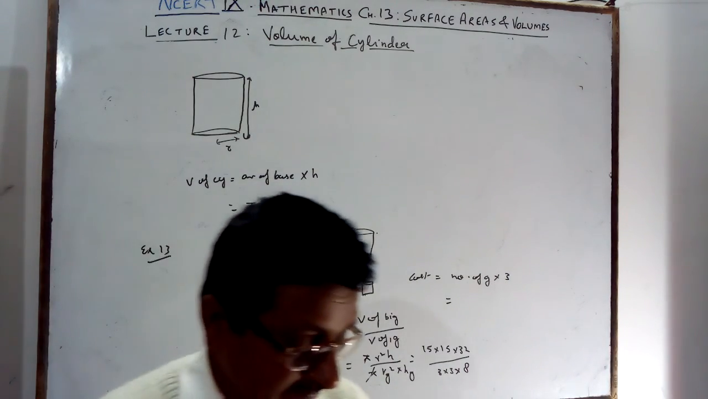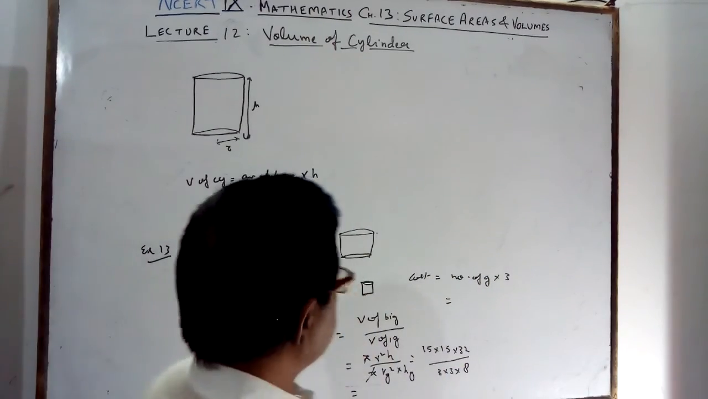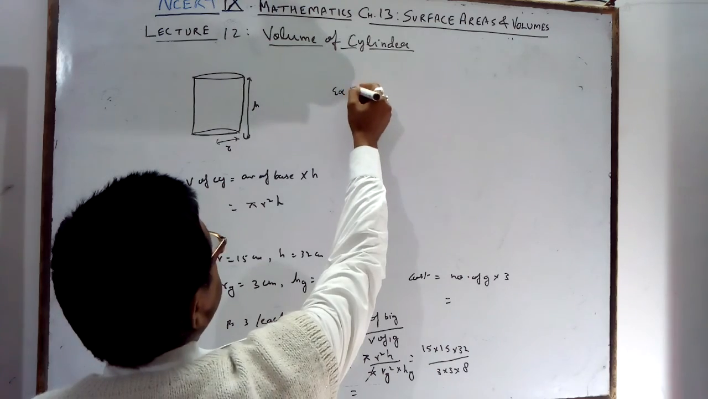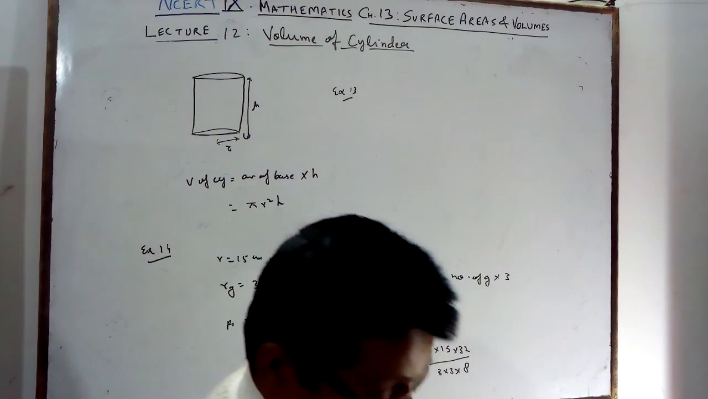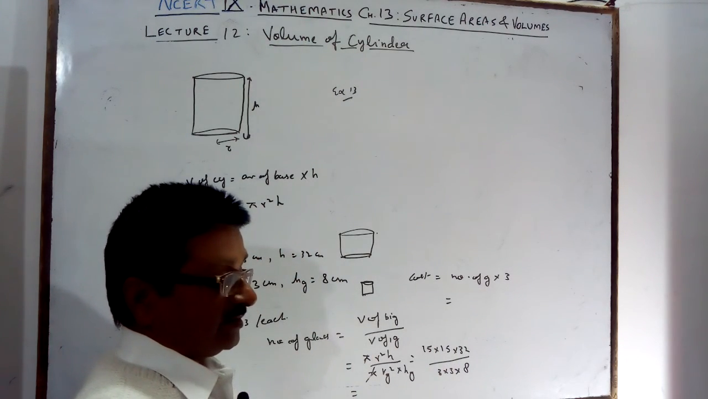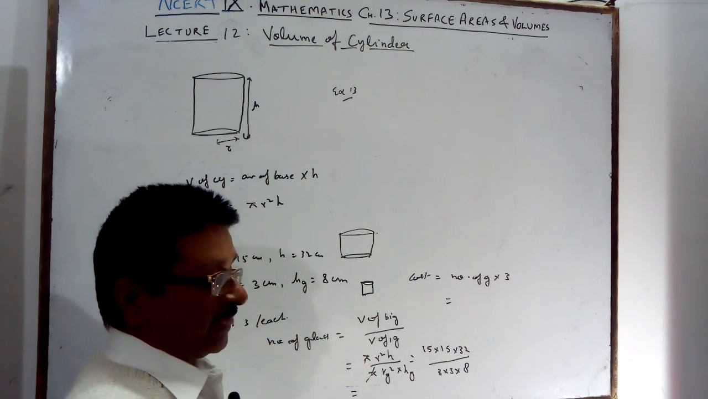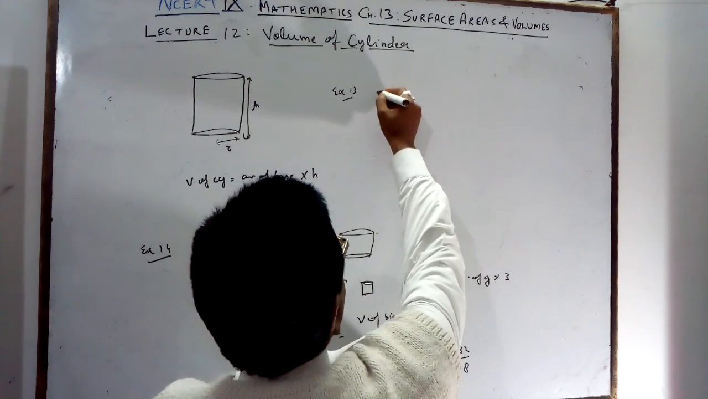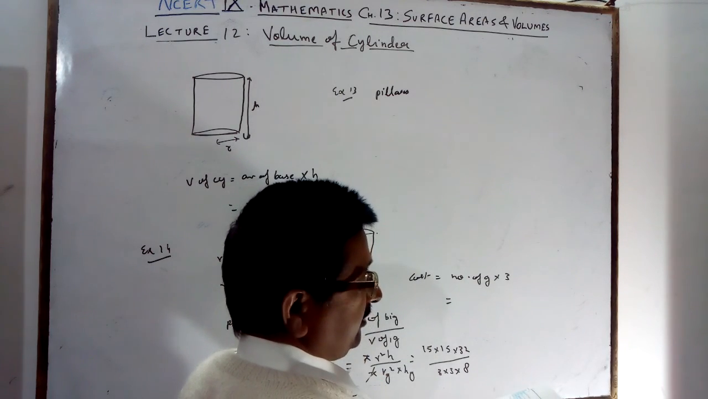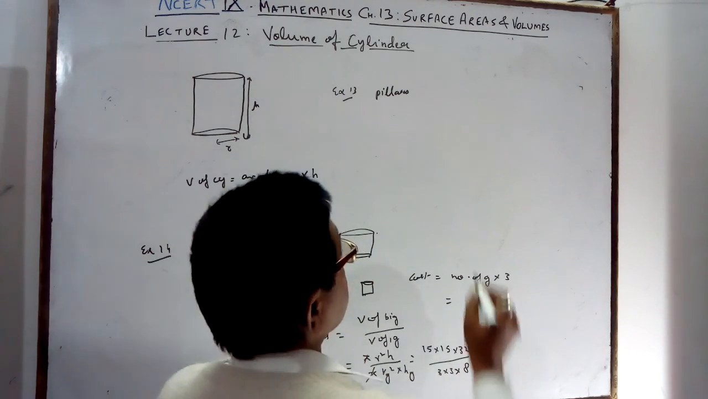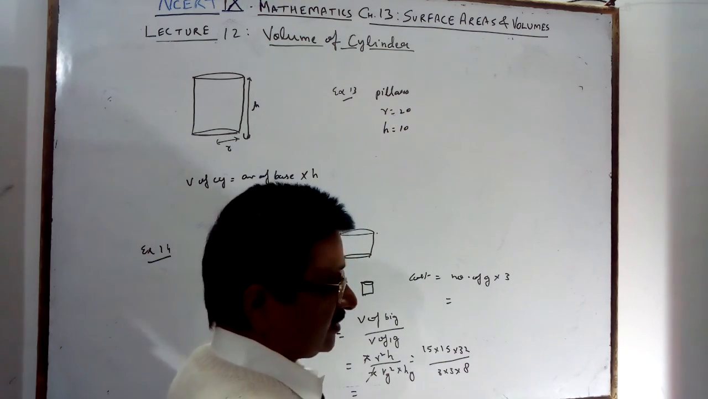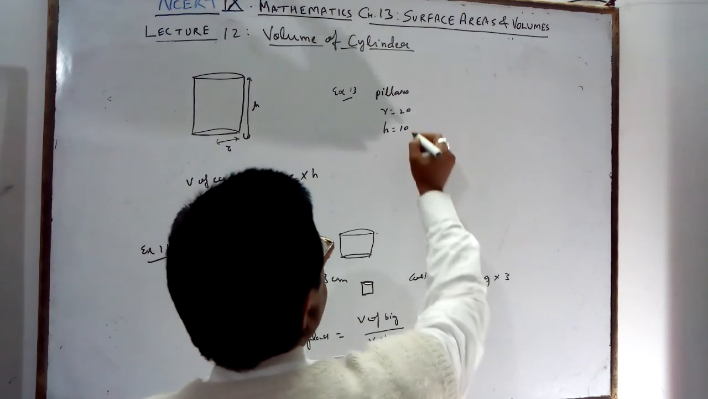Next question is given. It is example number 14, not 13. The pillars of a temple are given here. Each pillar has a circular base of radius 20 centimeter and height 10 meter.